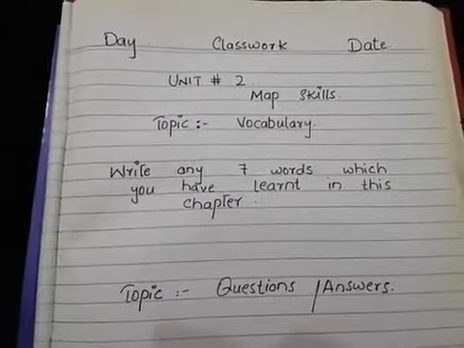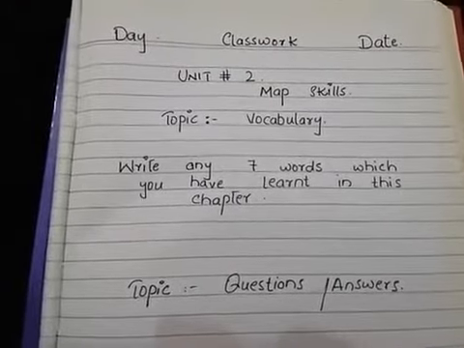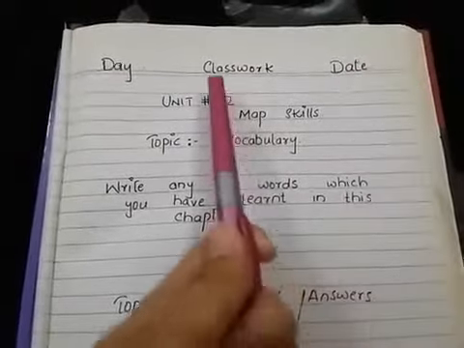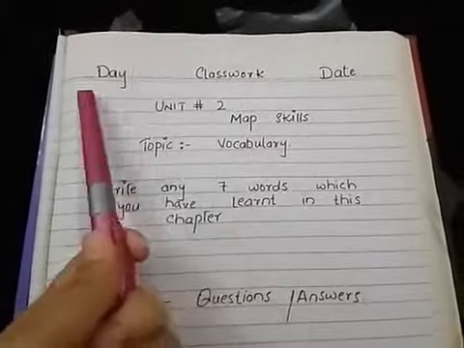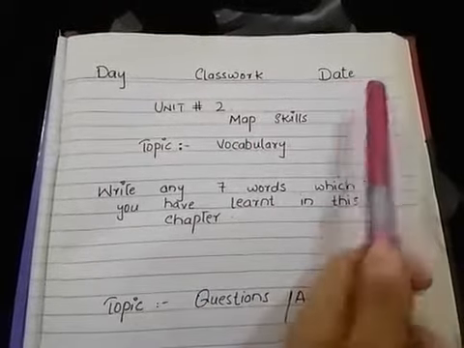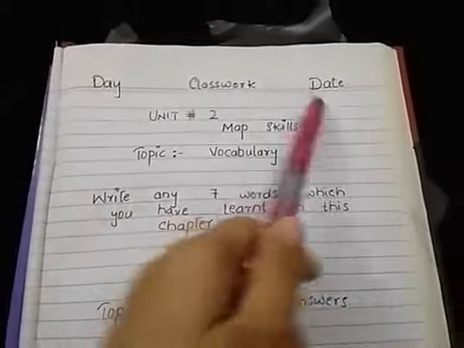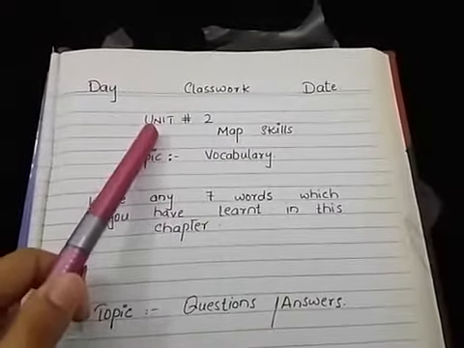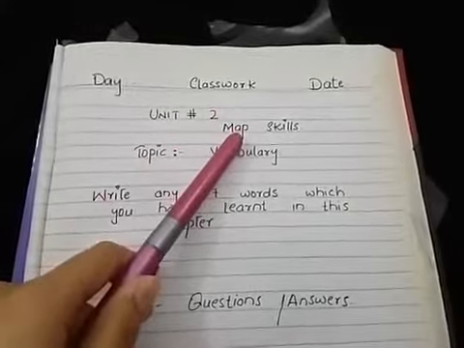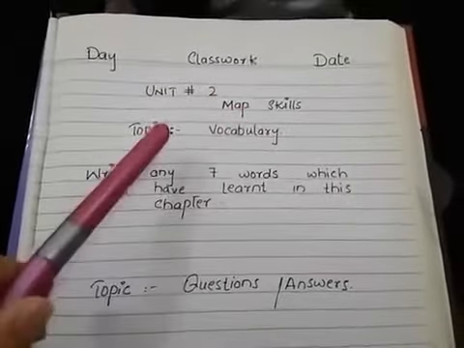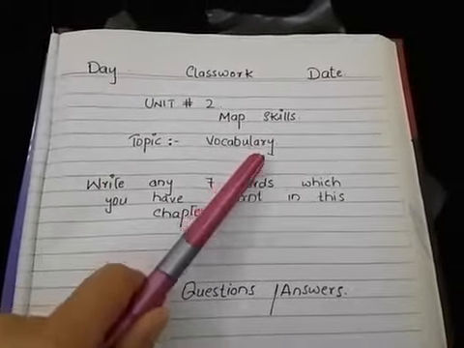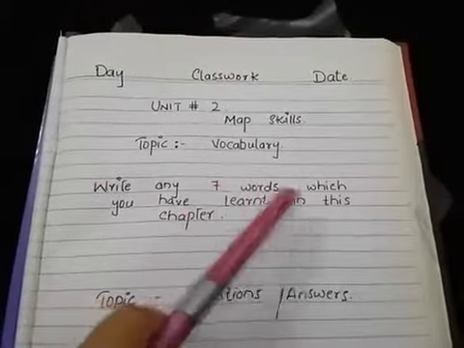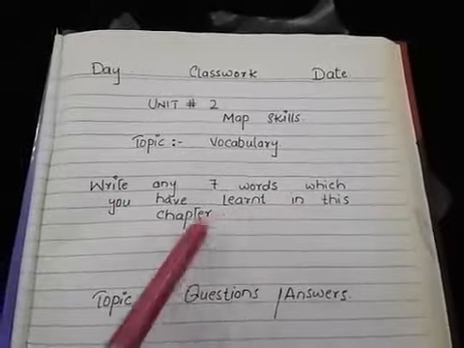So in your neat notebooks you have to write down the day, the date, and the classwork. On the first line, you have to write down the day, the date, and classwork. Under this, you have to write down Unit 2, the name of the unit, map skills, and then topic vocabulary. In vocabulary, you have to write any 7 words which you have learned in this chapter.